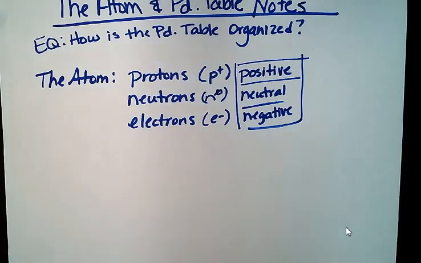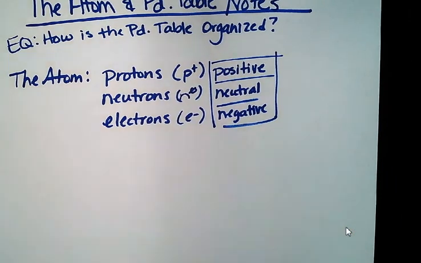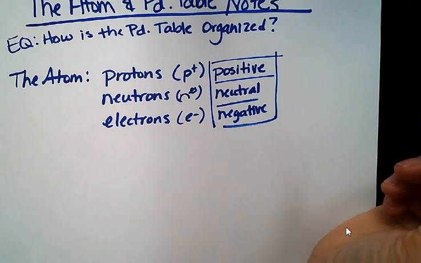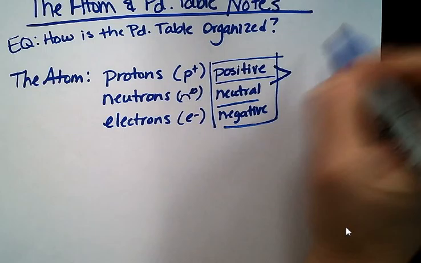And then we need to think about their locations. Where are they in the atom? There are two things in the nucleus: protons and neutrons. These both are in the nucleus.